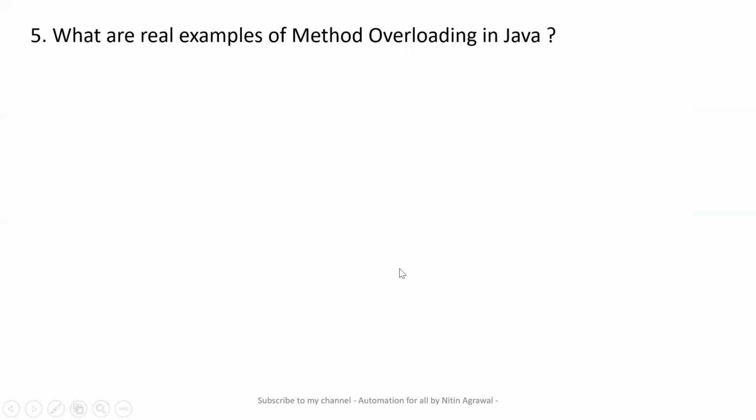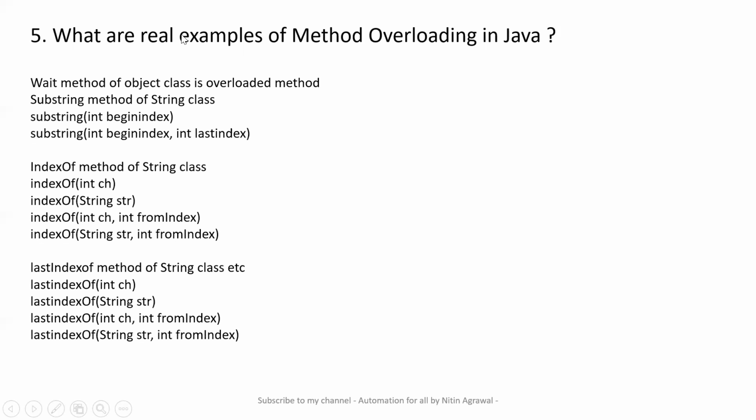The next question is, what are the real examples of method overloading in Java? So method overloading is nothing but having the same methods multiple times in the same class but with different signatures. So signature could vary in the type of argument or in number of arguments. So we have some methods already there in Java, right? So an example of such methods, we discussed the wait method of object class, right? So wait was the overloaded method.